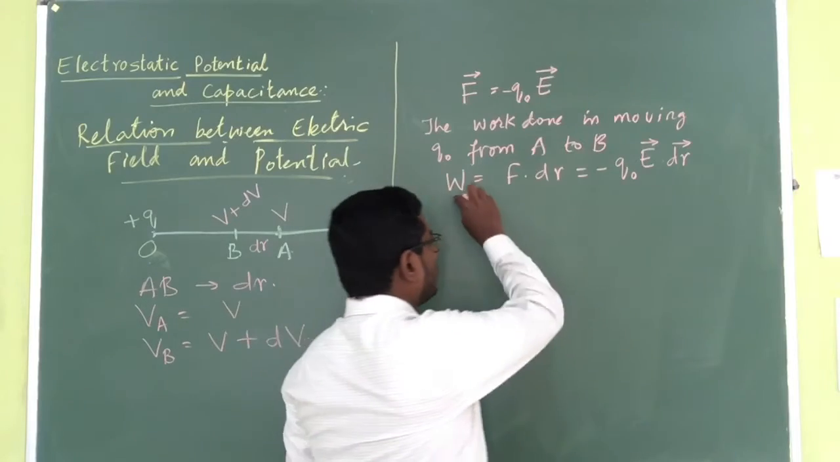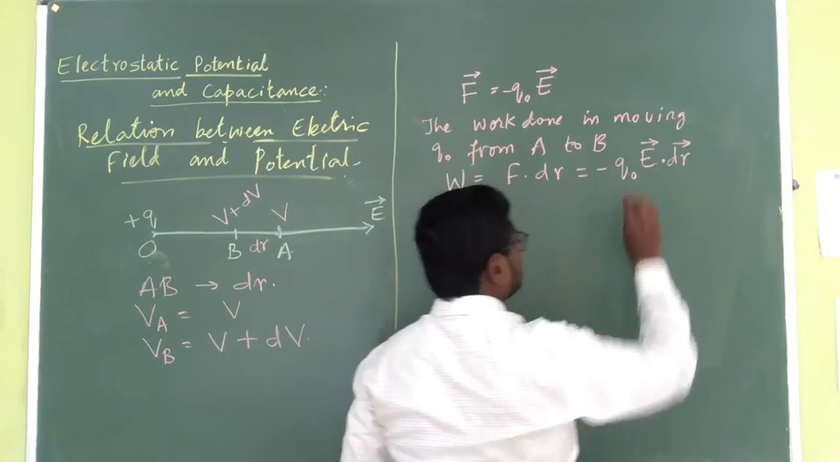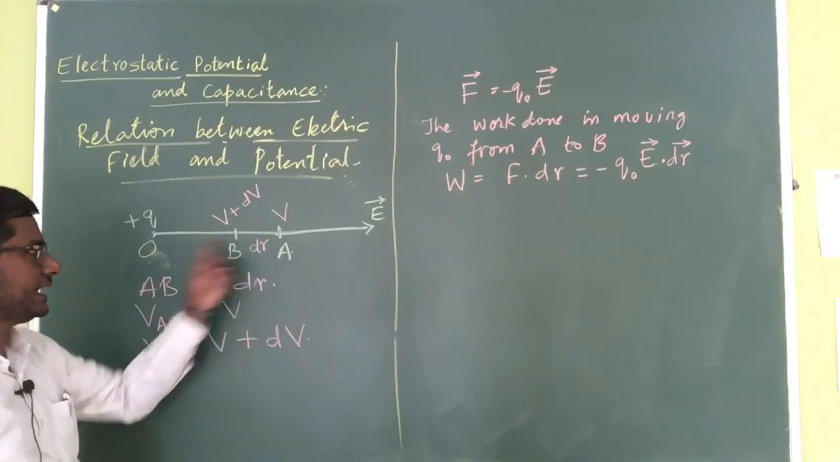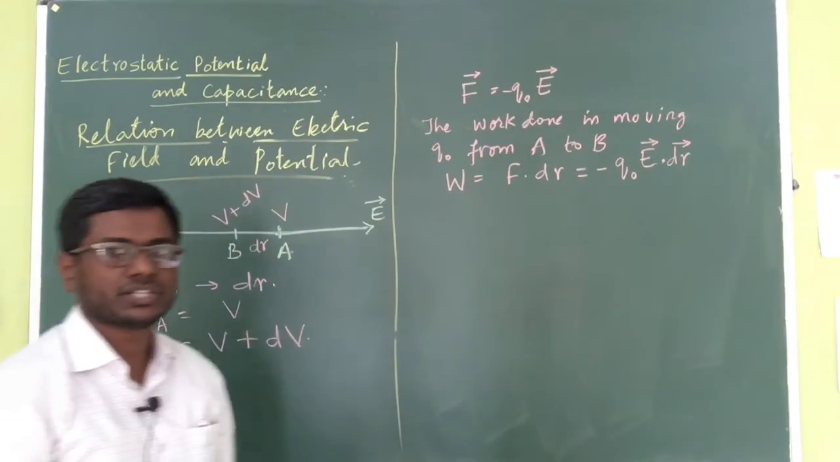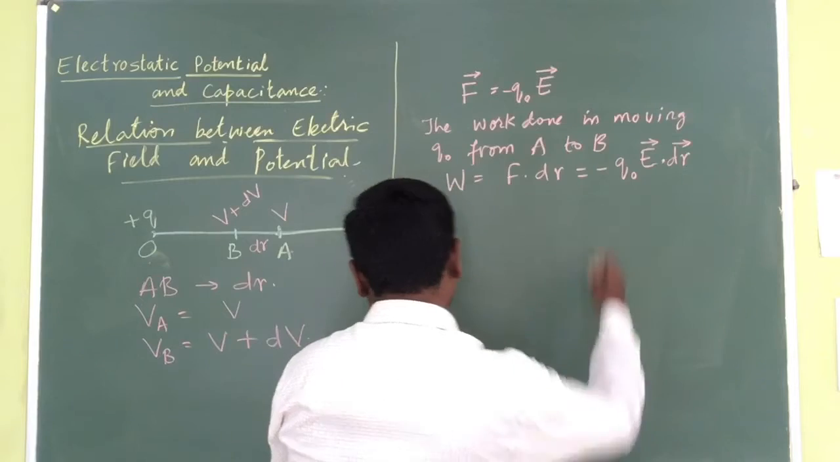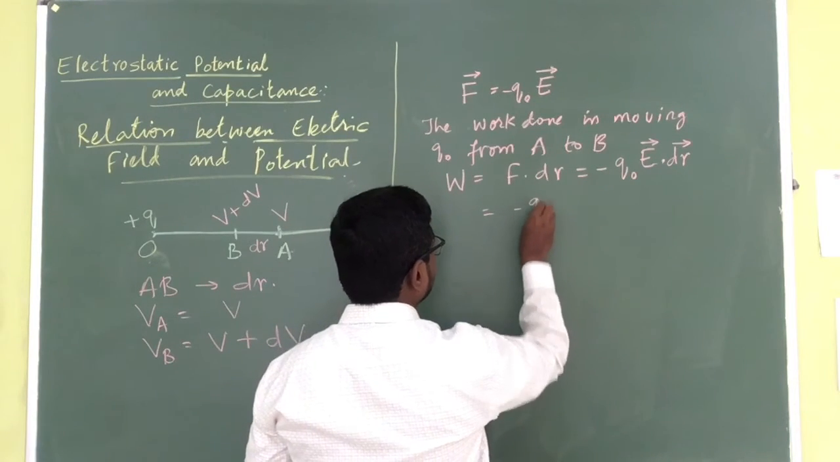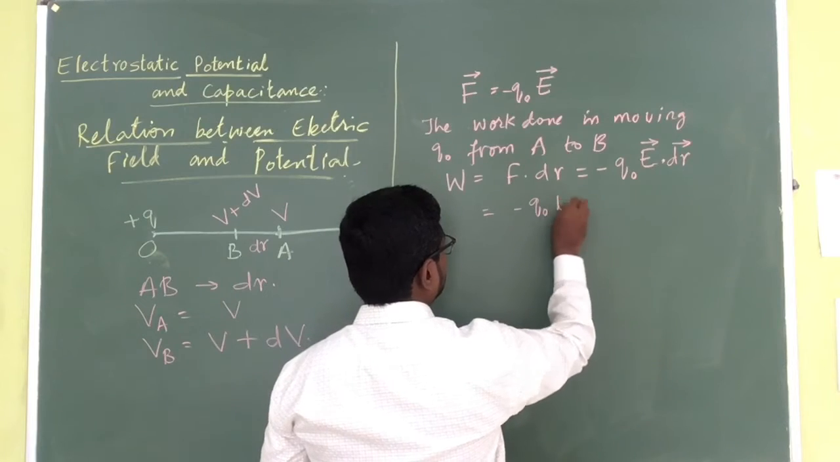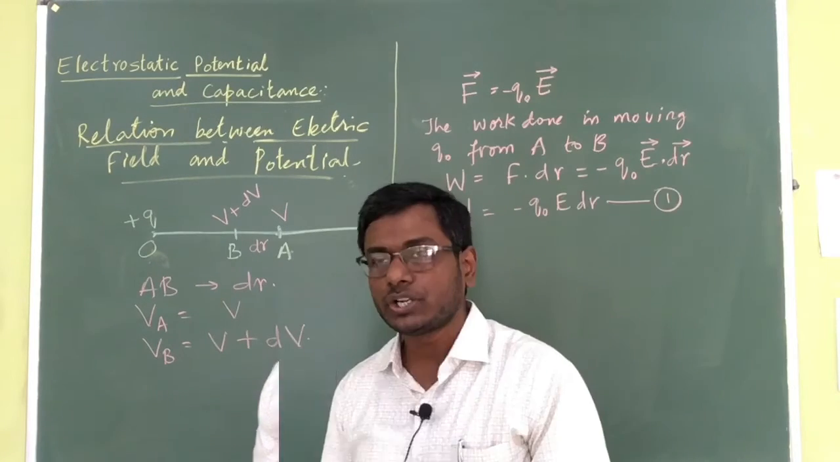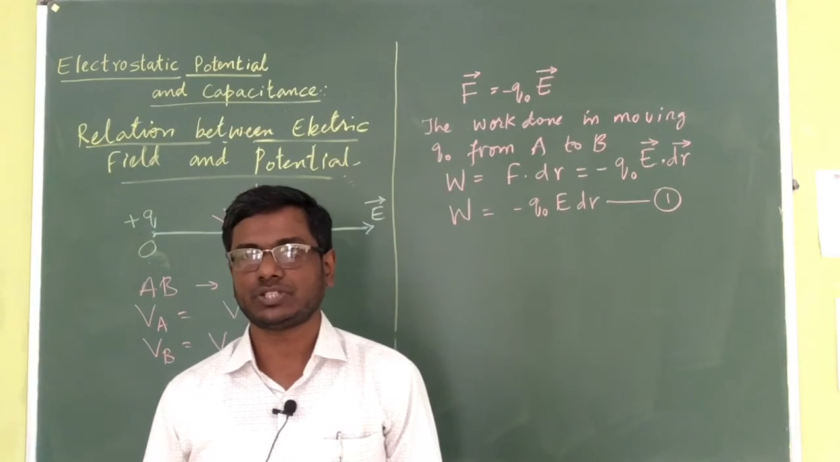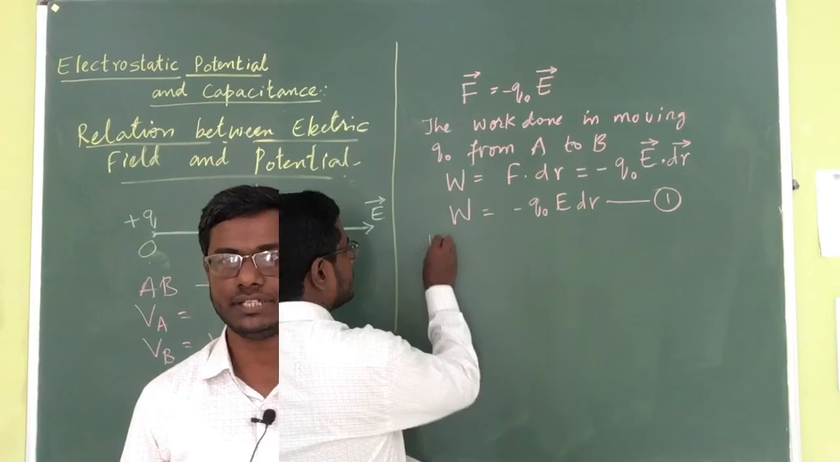Now we know that work is a scalar quantity, so this will be a dot product, and for the angle between vectors going in opposite directions, I am just going to take the magnitudes of those things. So it is going to be minus Q naught E dr. The potential is the work done in moving a unit positive charge against the field.